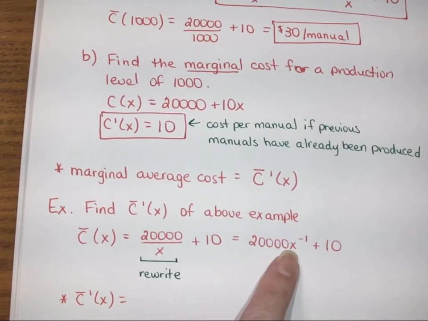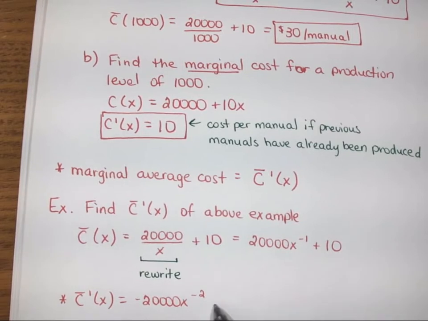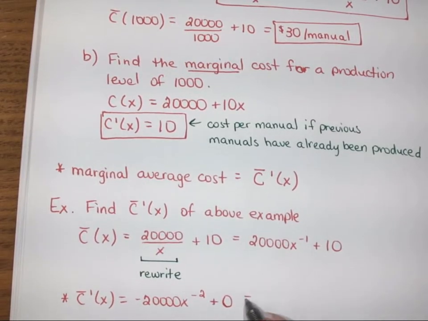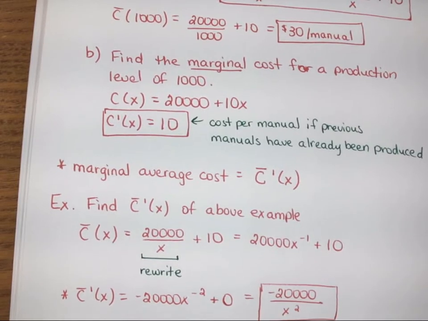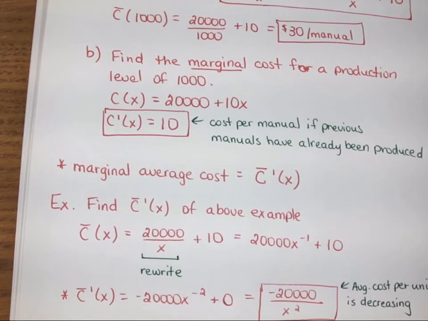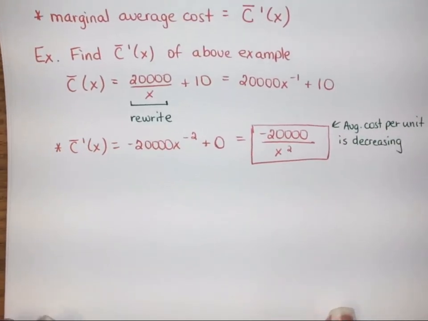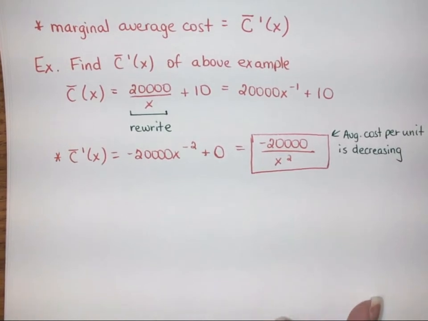Okay, so if I move the negative 1 to the front, I'm going to get negative 20,000 and then x to the negative 2 power. The derivative of 10 by itself is just 0. So I end up getting a rate of change that is negative, and that actually shouldn't surprise us at all, because what that means is that the average cost per unit is decreasing as more units are made. And that actually should make sense to us logically, right? Okay. So the average cost per unit is decreasing because basically they're probably streamlining their processes and getting quicker at it.